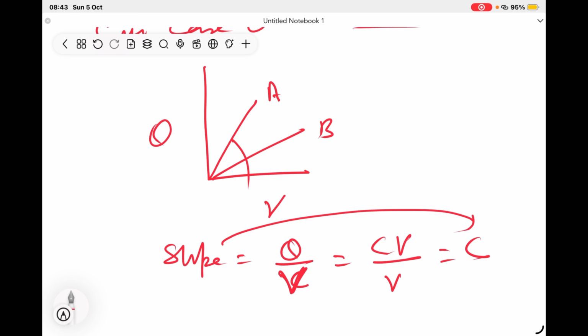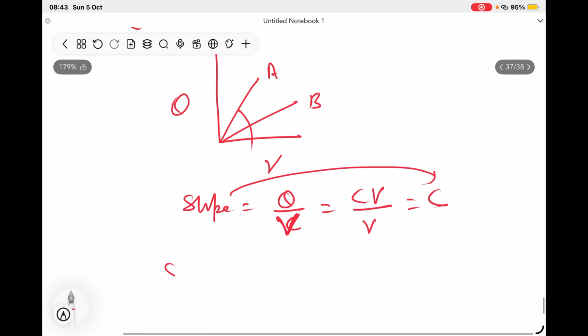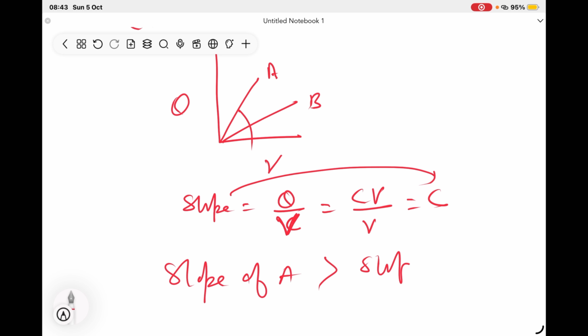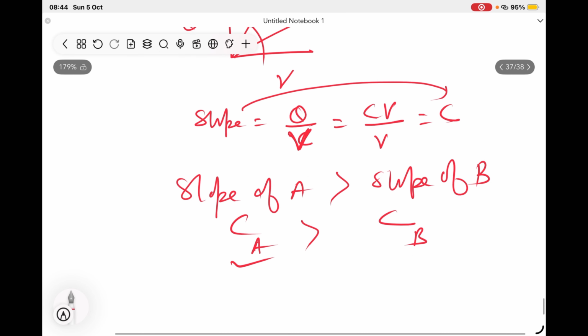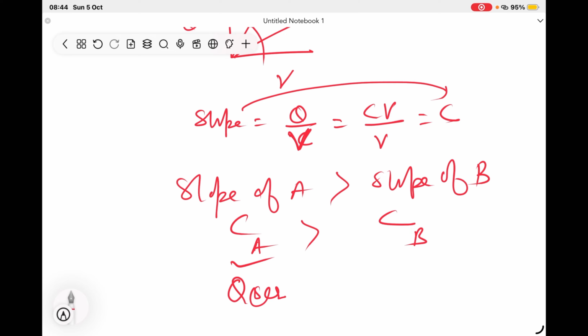So whose slope is more? A slope is more. So slope of A is more than slope of B, and slope is giving you capacitance. So capacitance of A is more than capacitance of B. So A corresponds to the scenario in which the space between the capacitor is filled with dielectric. So that scenario is represented by curve A.